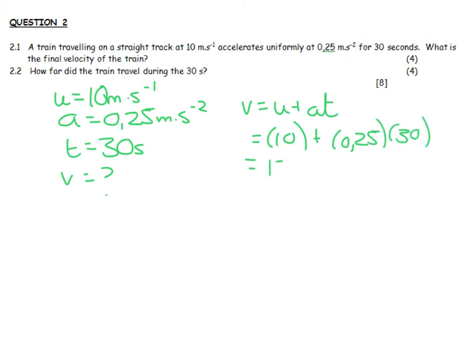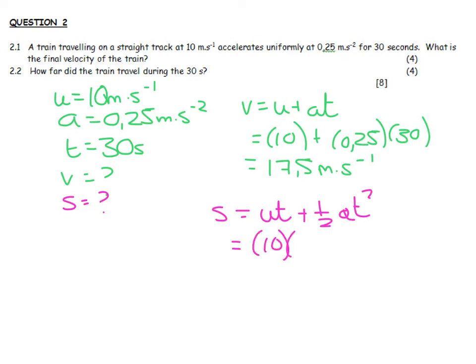And I land up with 17,5 meters per second. How far did the train travel in that time? Now I'm looking for the distance, so I look for an equation that does not have v in it because I don't want to carry my mistake. If I did and I did it correctly, I'd get my marks, but I don't want to. So that's equal to 10, 30, a half, 0,25, and 30 squared.